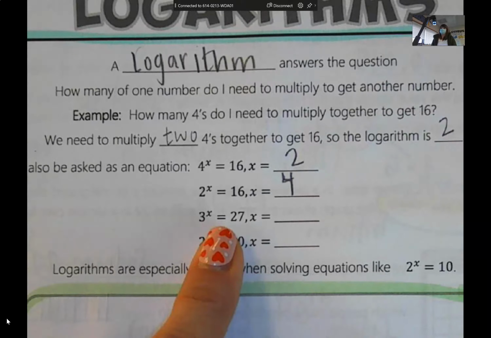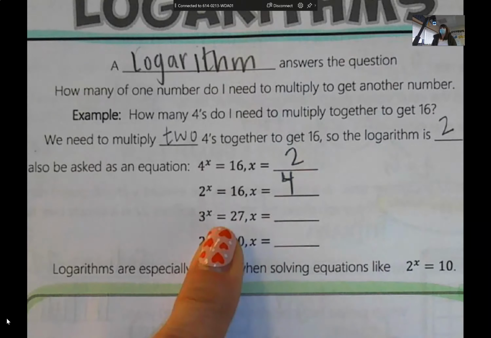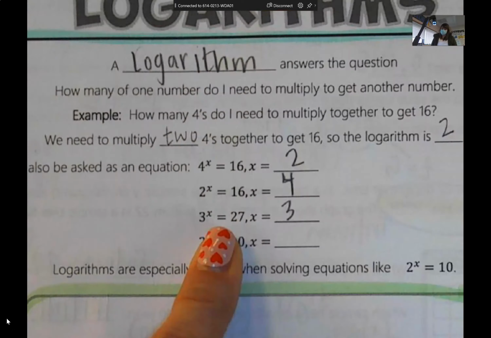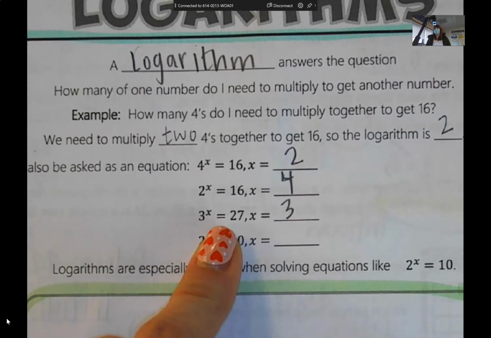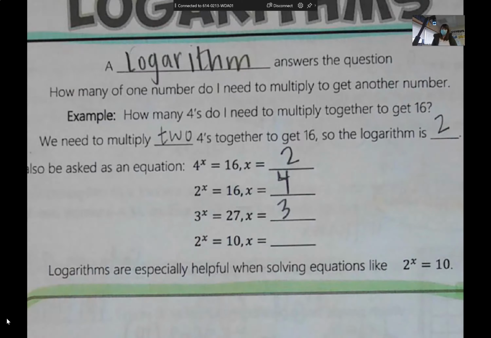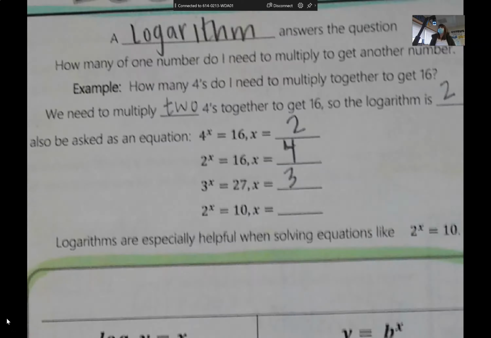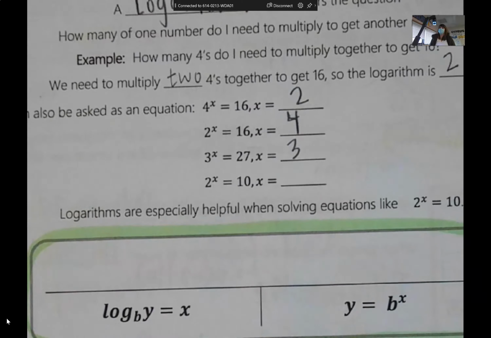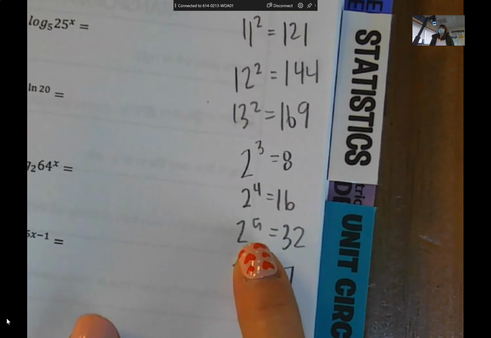How many times do I multiply 3 together to get 27? 3. 3 times 3 times 3 is 27. So then we get this really weird one. How many times do we multiply 2 together to get 10? Well, that would be 32. 2 to the 5th is 32.